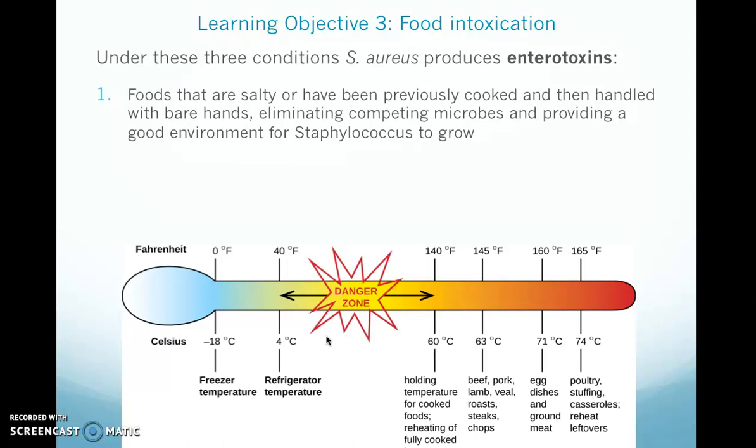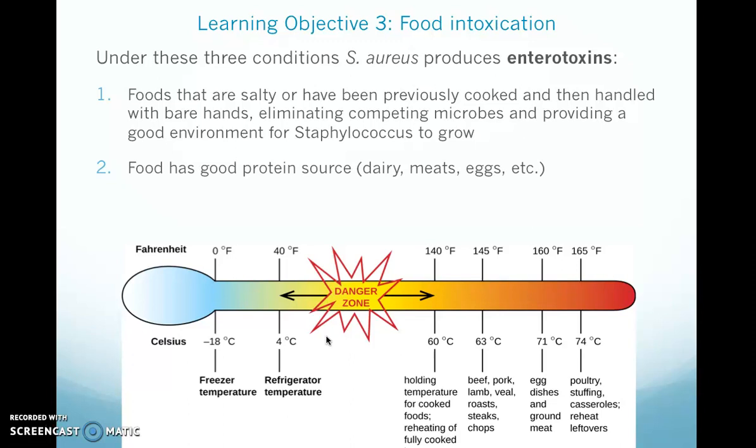There are 3 conditions where Staphylococcus aureus will produce these toxins, and all 3 of these have to be in place. First, foods that are salty or foods that have been previously cooked and then handled with bare hands or with unwashed hands. So you've eliminated the competing microbes and you've provided a good environment for Staphylococcus to grow. Remember, salts suppress most things except Staphylococcus. That's why Staphylococcus grow on mannitol salt agar. So you've provided space and a good environment for Staphylococcus.